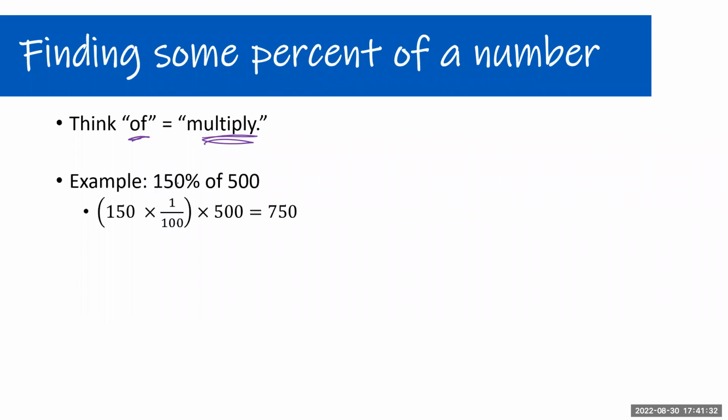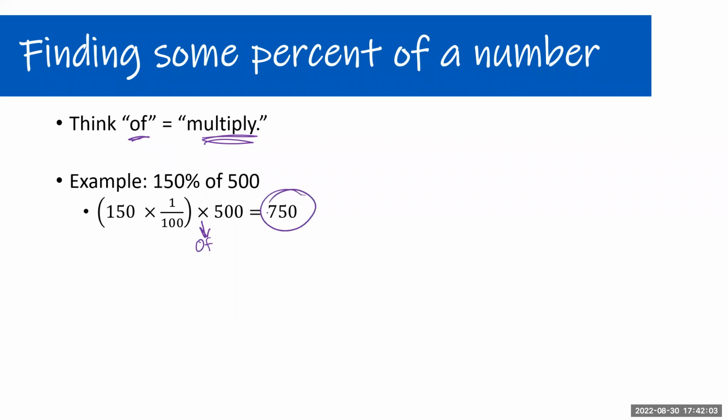Another example is if you're taking 150% of 500. Take your 150 and your percent, the 150 times 1 over 100, and then multiply that. This is your "of," 500. And you can put this directly in your calculator like this, or you can simplify, or some of you will look at 150% and realize that's 1.5, and that's fine if you can make that jump. But if not, put this directly in your calculator. 150% of something is 500.